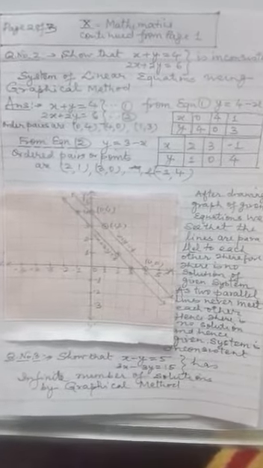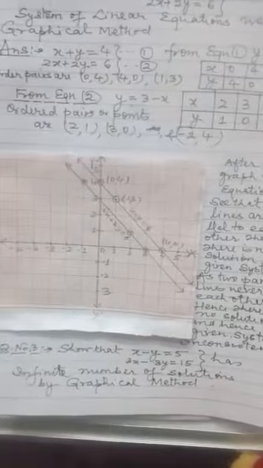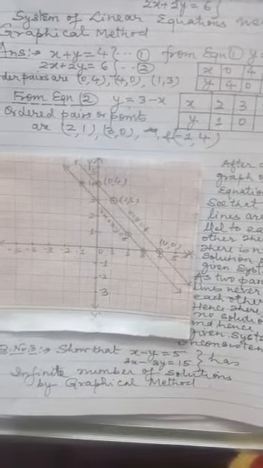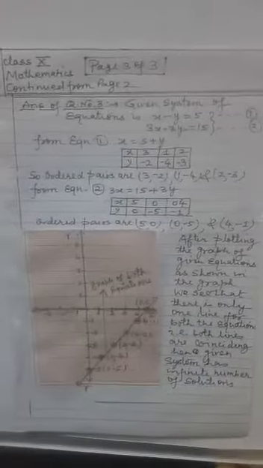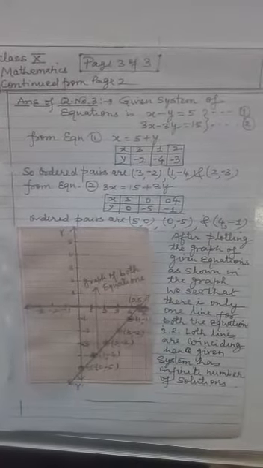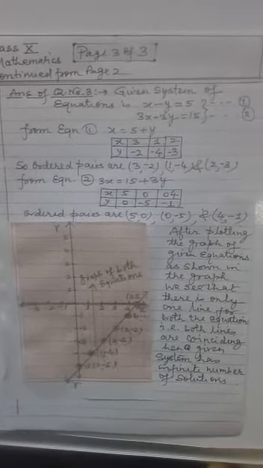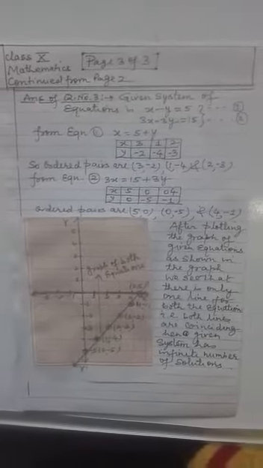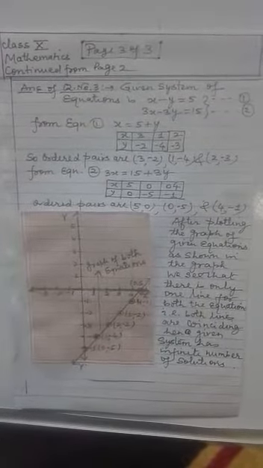x minus y equal to 5 and 3x minus 3y equal to 15 has an infinite number of solutions by the graphical method. The answer I have written here. Question number 3. The given system of equations is x minus y equal to 5, 3x minus 3y equal to 15. From equation 1, x equal to 5 plus y.